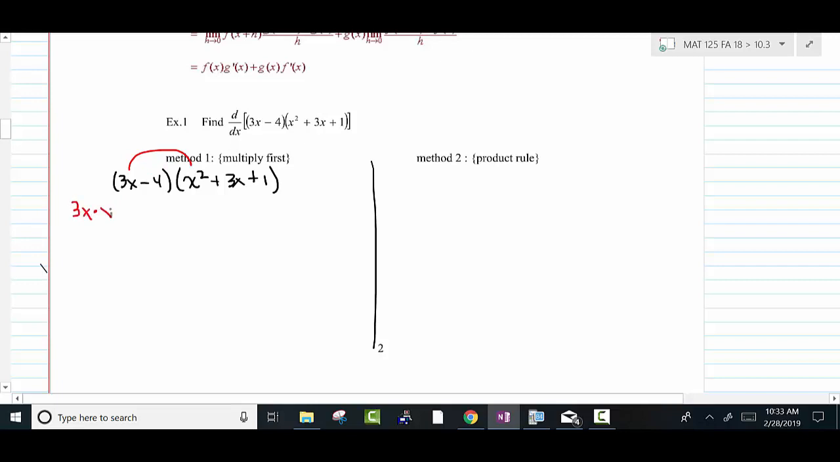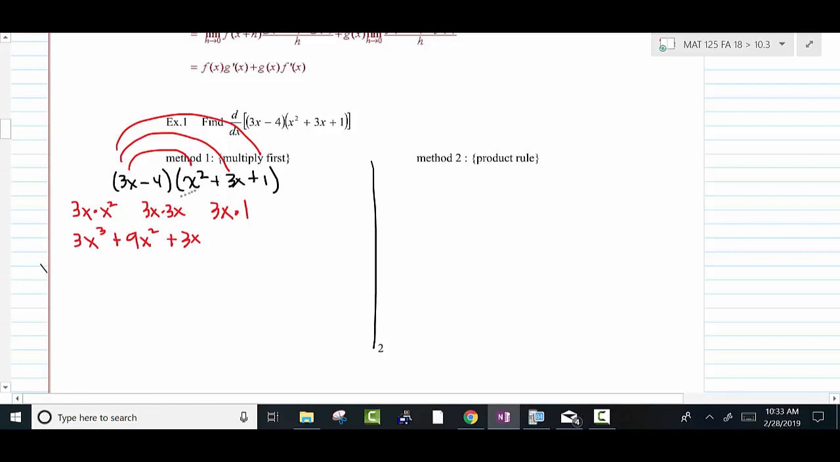So I'm just taking 3x times x squared, and that is 3x to the 3rd. You can just do it in your head. You don't have to write that intermediate step. Then I do 3x times 3x. So that's plus 9x to the second. Okay, then I do 3x times 1, and that's plus 3x. Be sure you pay attention to whether it's positive or negative when you do that.